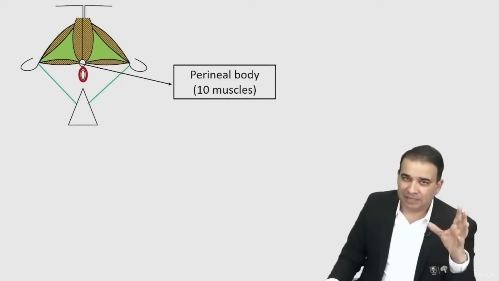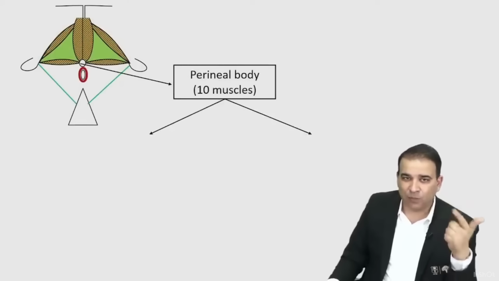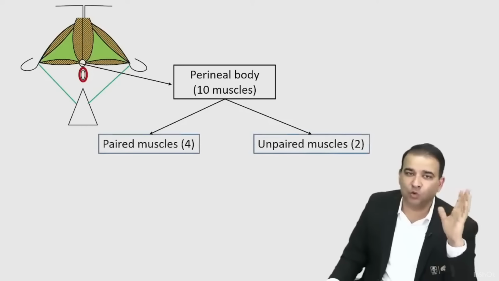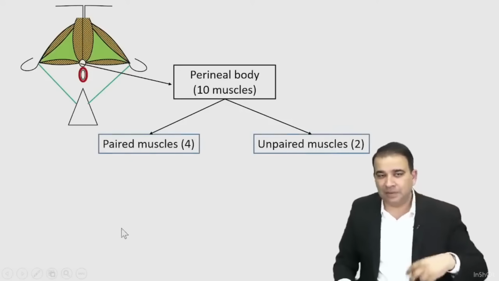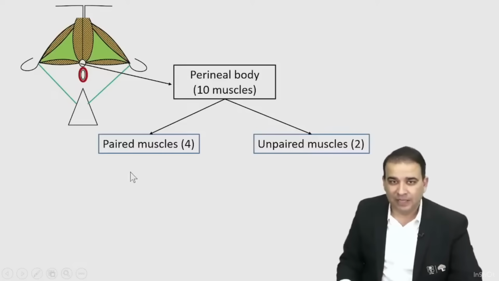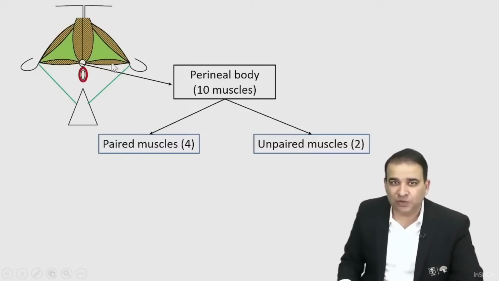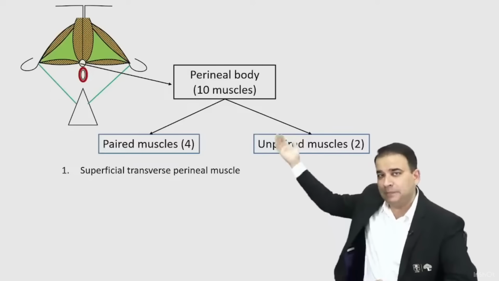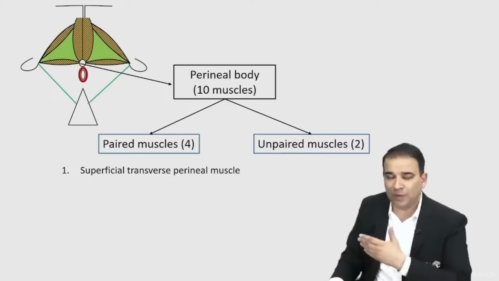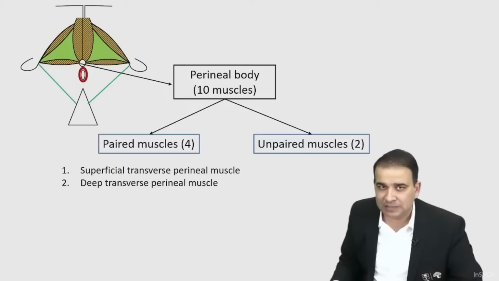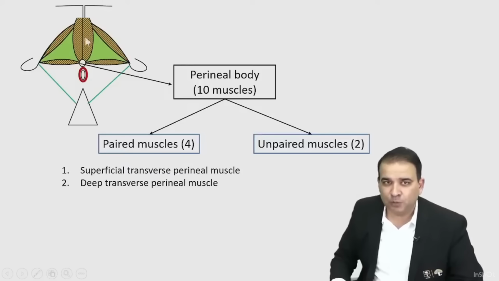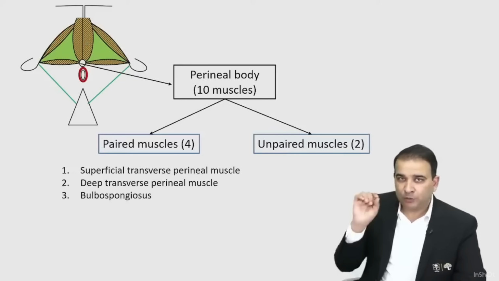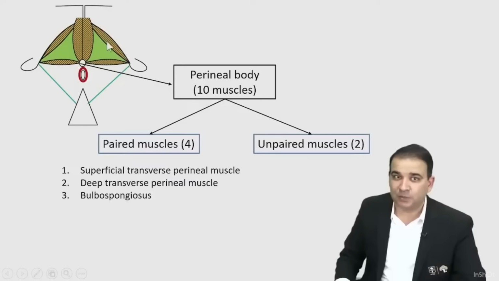Now the perineal body is made up of 10 muscles. What are the 10 muscles in the perineal body, guys? We have 4 paired muscles and 2 unpaired muscles. Now what are the 4 paired muscles, and what is a common mistake that people make here? The first paired muscle is the superficial transverse perineal muscle. When there is a superficial transverse perineal muscle, there must be a deep one also. There is one more muscle, above it I should say actually. That's the deep transverse perineal muscle. And even the bulbospongiosus is also a paired muscle. Now the fourth muscle you have to be very careful about is this one.